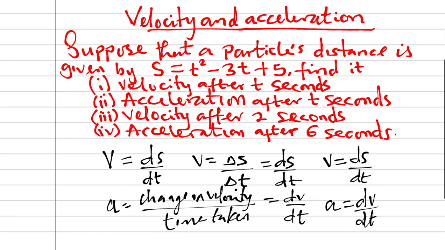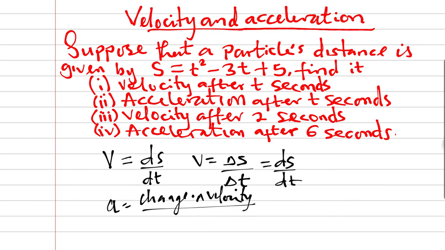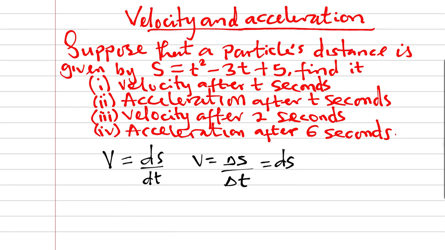All right, so now let's see the solution to this. Now look at the question. The question says that suppose that a particle's distance is given by t squared minus 3t plus 5. Then you want to find, number one, the velocity after t seconds.